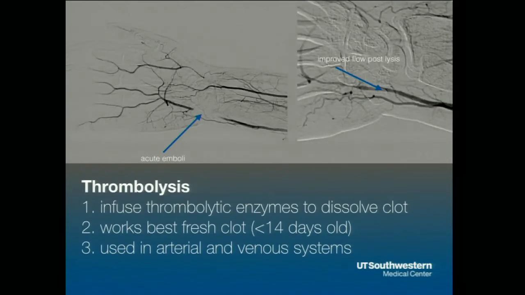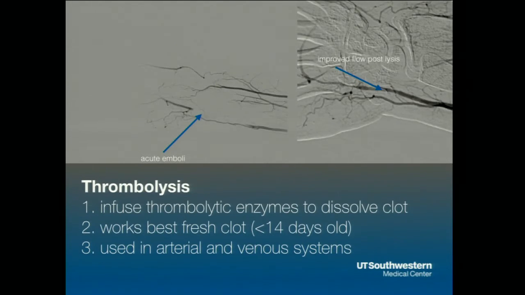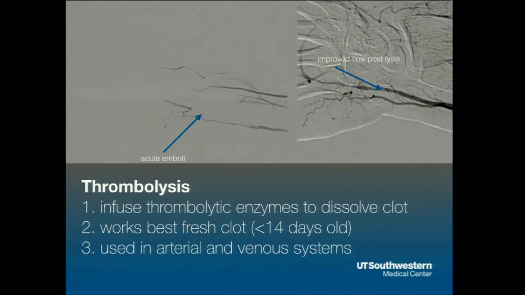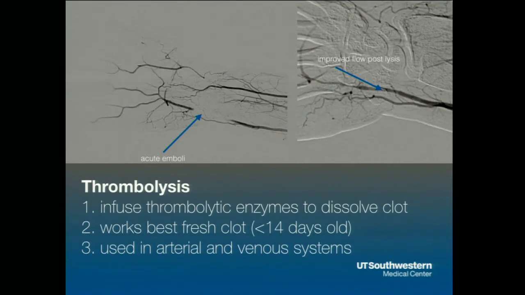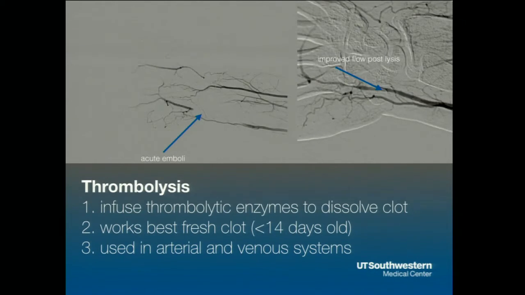Thrombolysis is another area that we're involved in growing our practice. Most of our thrombolysis work is on the venous side of things. This example is in the hand, where the emboli from AFib have gone out and lodged and caused clinical symptoms. Basically, we inject and drip in thrombolytic enzymes that dissolve the clot. These enzymes work great on clot less than 2 weeks old. Once you get further out than that, it becomes more difficult.